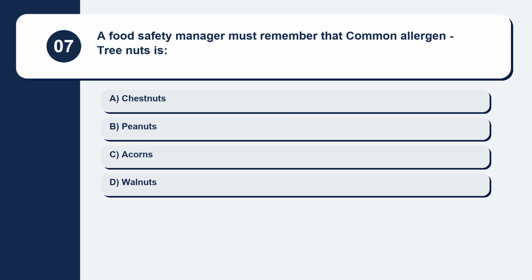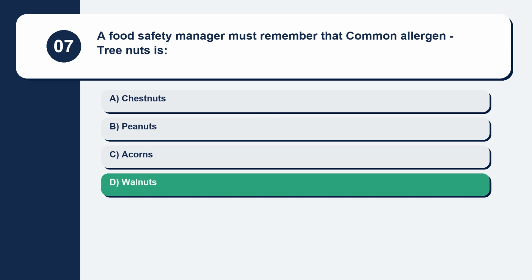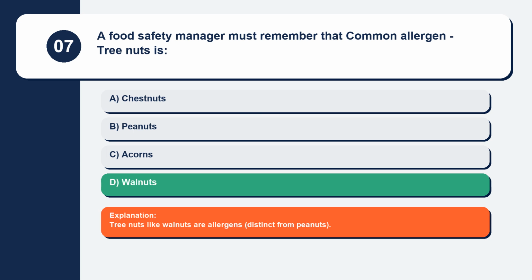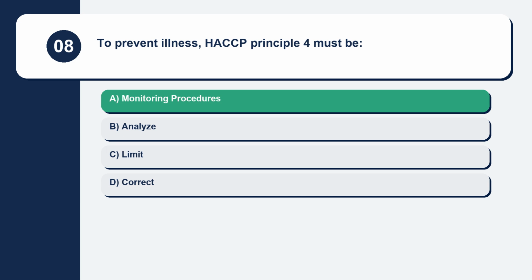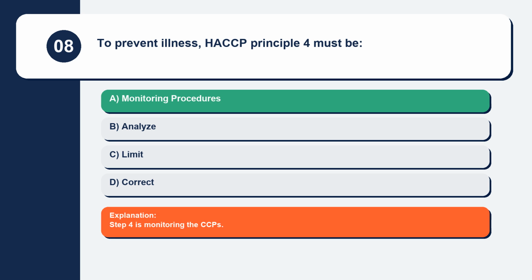Question 7. A food safety manager must remember that common allergen, tree nuts, is chestnuts, peanuts, acorns, walnuts. Tree nuts like walnuts are allergens, distinct from peanuts. Question 8. To prevent illness, HACCP Principle 4 must be monitoring procedures, analyze, limit, correct. Step 4 is monitoring the CCPs.